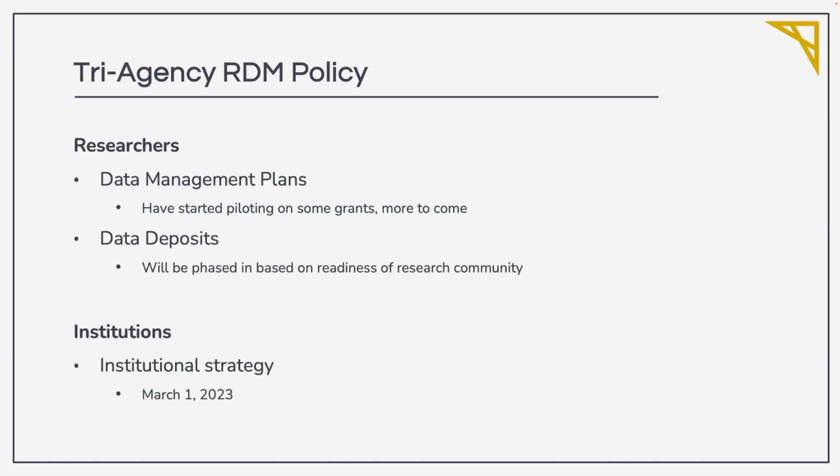Should be noted, I'm not part of the tri-agency. The tri-agency is also putting the onus not only on researchers, but on institutions. And for all tri-agency eligible institutions, they had to create an RDM institutional strategy, March 1st of last year. Those are published. You can look at your own institution, see what they're doing. But the idea is that institutions have to support this type of thing. They can't leave their researchers on their own.